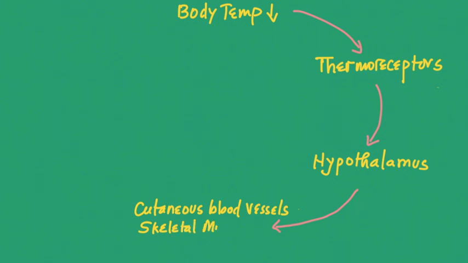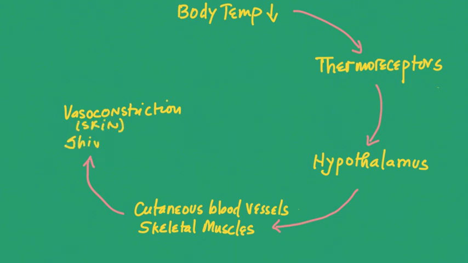The cutaneous blood vessels undergo vasoconstriction. Vasoconstriction helps to conserve heat via the skin. Skeletal muscles cause shivering to take place, and shivering releases energy into the body, and this allows the body to conserve even more heat. The body heat increases and the body temperature increases as well.